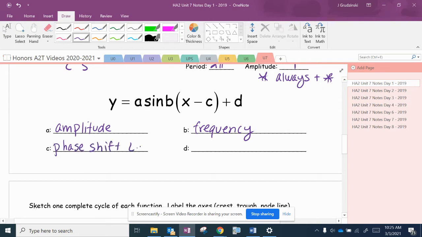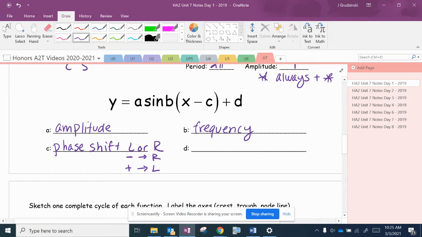And remember, it can go left or right. If it's a minus in there, it goes to the right. If it's a plus, it goes to the left. And that's because the parent function has minus, so it always switches the sign there.